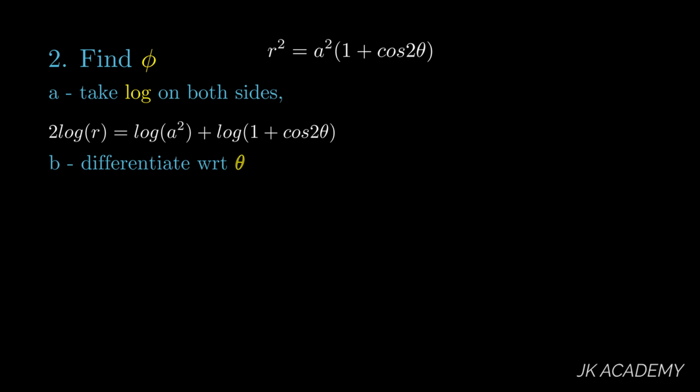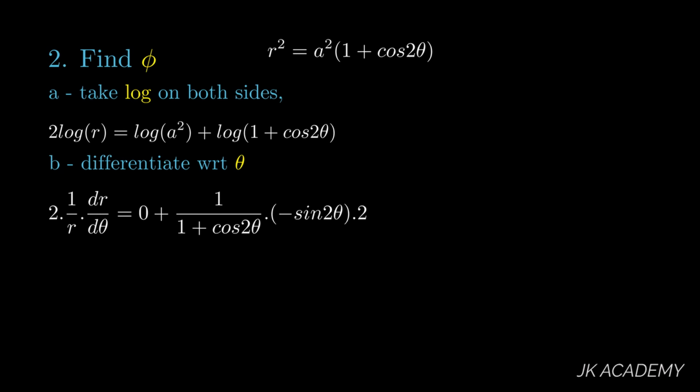Let's go to the next step, step B, differentiating with respect to θ. Let's differentiate this equation. So 2 into the differentiation of log r is 1 by r into dr/dθ, equal to log a² is a number so its differentiation is 0, plus differentiation of log x is 1 by x. So 1/(1 + cos 2θ) into minus sin 2θ into 2. We can take 2 and 2 out and send r to that side. So we are left with dr/dθ = −r sin 2θ/(1 + cos 2θ).